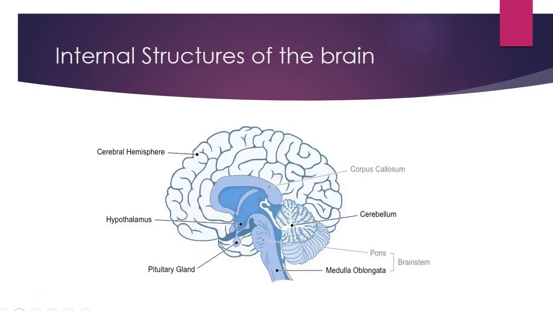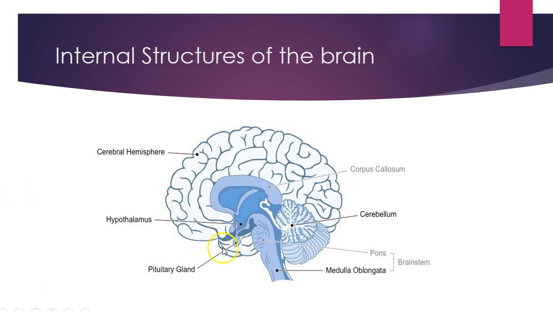So that was the external, and this is the internal. So like I said, in the brainstem, you have the pons and the medulla oblongata. On the inside of the brain, you have the corpus callosum, and the corpus callosum is basically the separation between the right and the left hemisphere. So if you have any damage to the corpus callosum, the person will have an issue getting information from the right side of the brain to the left side of the brain and vice versa.